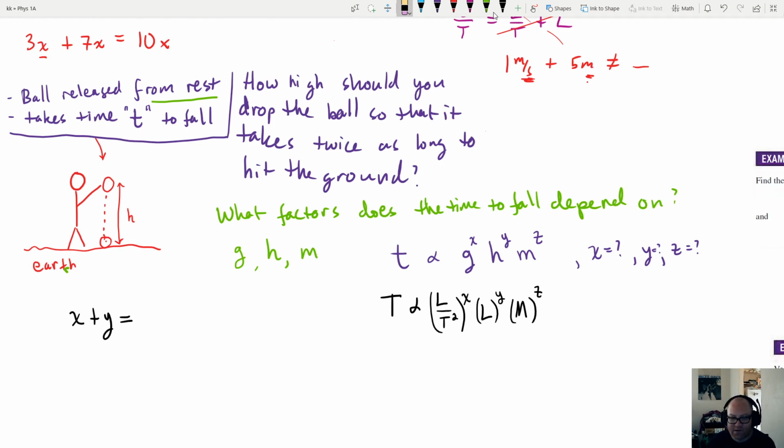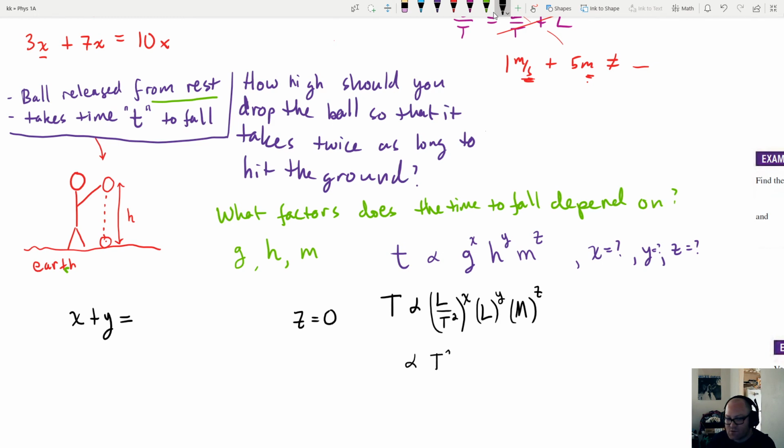What does z have to be equal to? 0. Okay, you guys got that one really fast. That's good. We know that z has to be equal to 0 because there's no masses that show up on the left-hand side. So by the same logic, L to the x times L to the y better give us something similar, meaning, what if we wrote it like this? What if this is simpler?